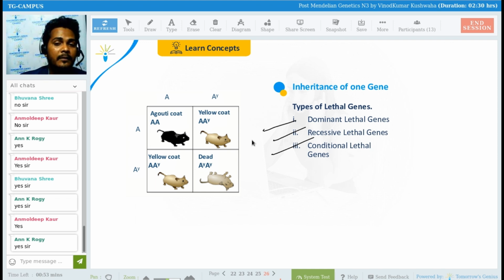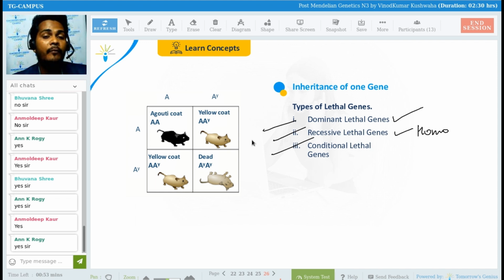Similarly, there is a recessive lethal gene. Recessive means what? The recessive lethal gene produces lethal effect only in the homozygous condition. It is carried in the heterozygous condition, but it shows in the homozygous condition. The heterozygotes are normal. That means if a person has the recessive lethal gene, their homozygous condition is lethal. It is going to affect the homozygous, but it is not going to affect the heterozygous condition. So recessive lethal genes are carried in the heterozygous condition.